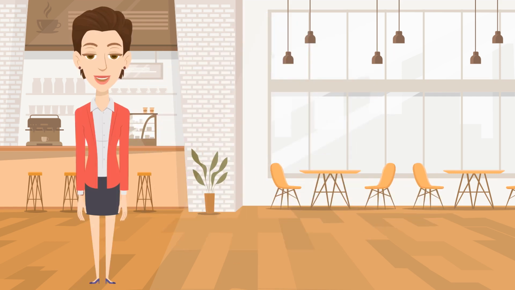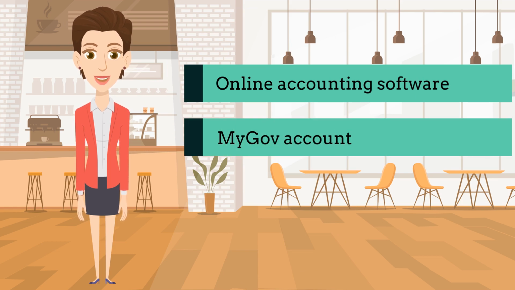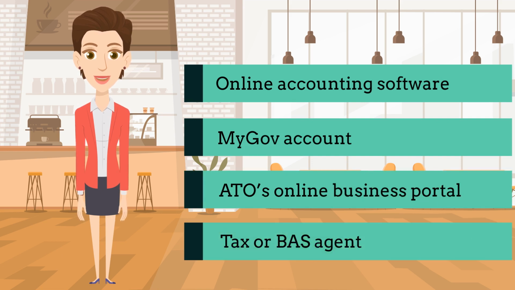You can lodge your business activity statement online via your online accounting software, through your myGov account if you're a sole trader, through the Australian Taxation Office's online business portal, or by having a registered tax or business activity statement agent, generally an accountant or bookkeeper, submit it for you.